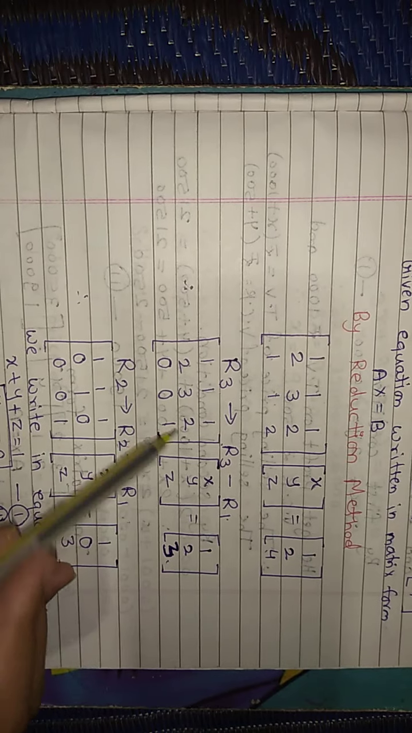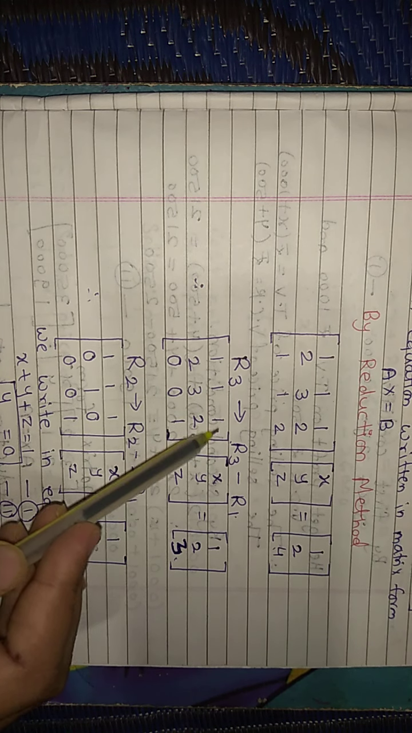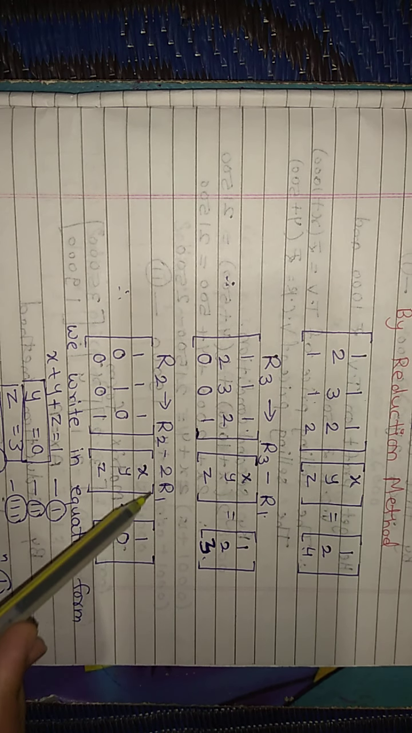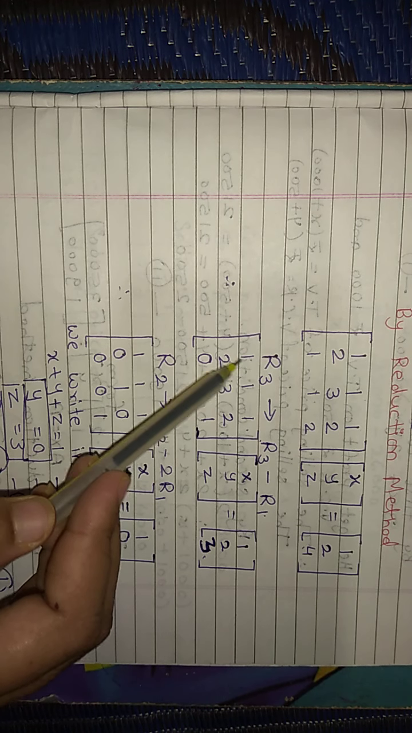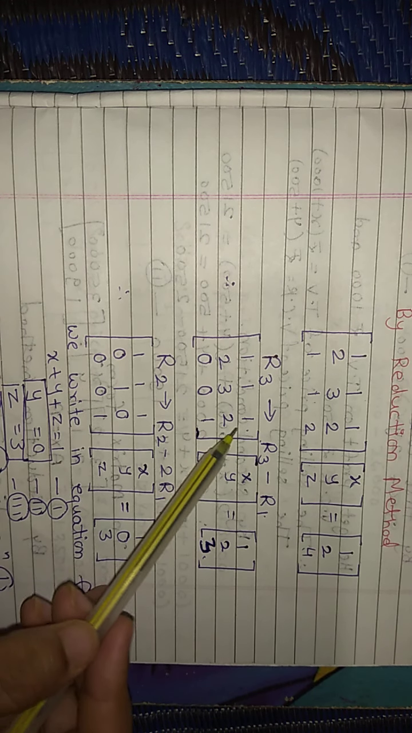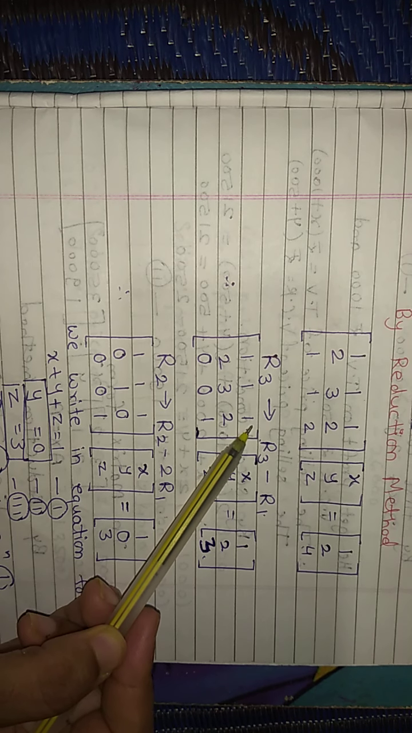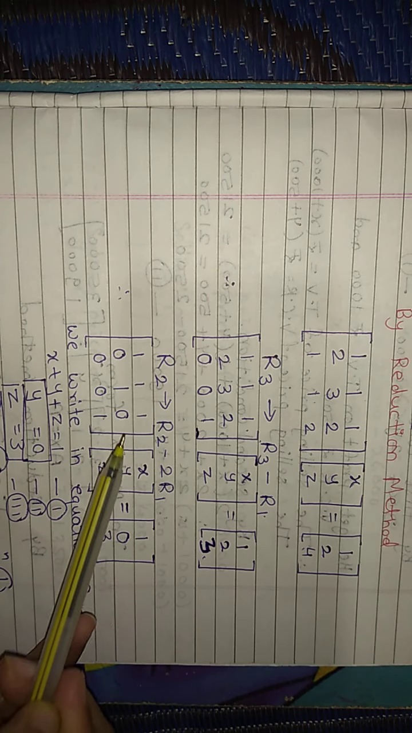Next number we have to convert as a 0. So with the help of R1 row, we can convert R2 as a 0. So we apply R2 minus 2 times of R1. 2 minus 2 into 1, 2. 2 minus 2, 0. 3 minus 2, 1. 2, 2 into 1, 2, 2 minus 2, 0.